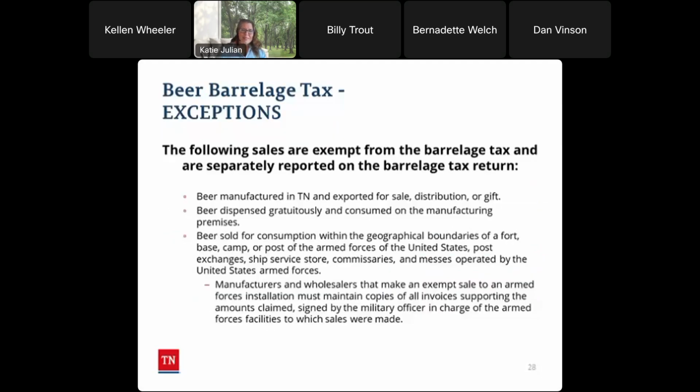As always, we've got some exceptions here. Some exceptions to the beer barrelage tax: beer manufactured in Tennessee and exported for sale, distribution, or gift, dispersed gratuitously or consumed on the manufacturing premises. So tastings there. Beer sold for consumption within the geographical boundaries of a fort, base, camp, or post of the armed forces. So just some exceptions there. More information about that in our manual as well.